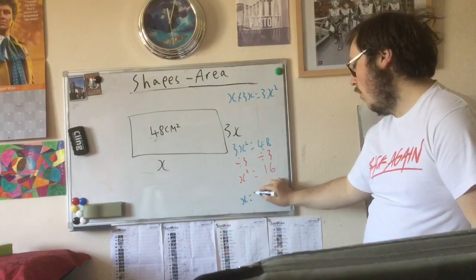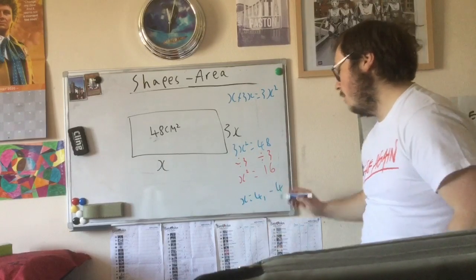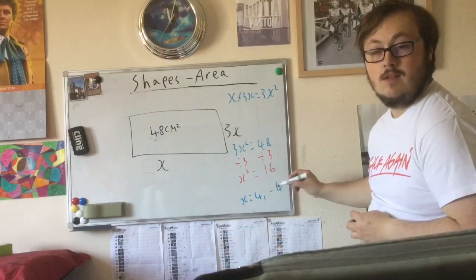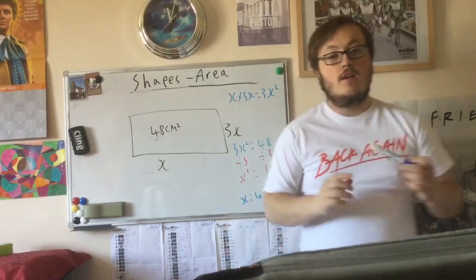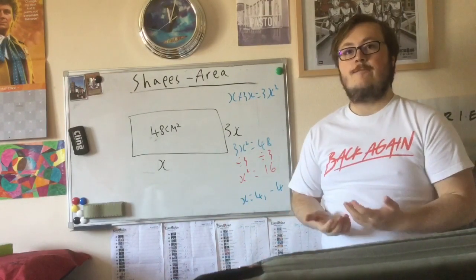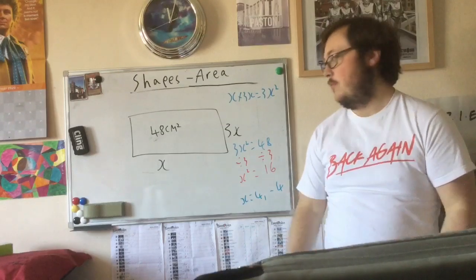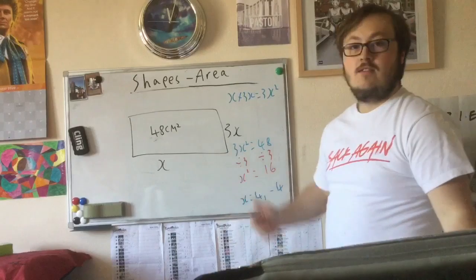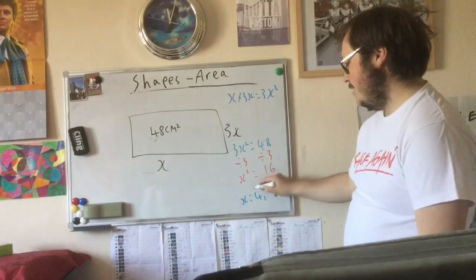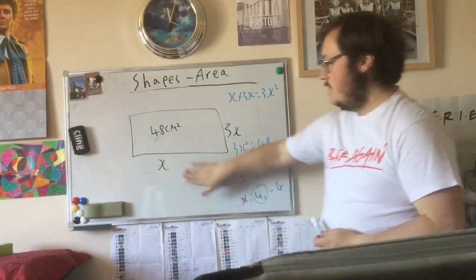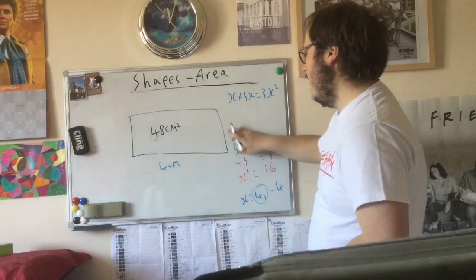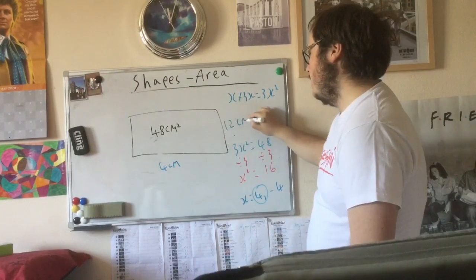We can get 4 or negative 4. Why can't we use negative 4 in this? Because you can't have a negative measurement. You can't have negative 4 centimetres. That's impossible. Well, improbable. I remember, no such thing as impossible. So the most sensible one in this is 4. So this x would be 4 centimetres. And there's 3x, we do 3 times 4, that becomes 12 centimetres.